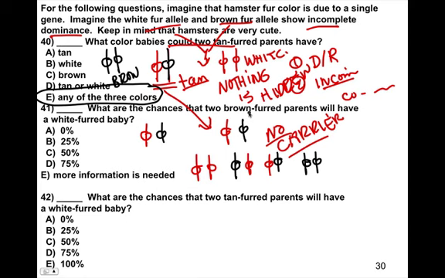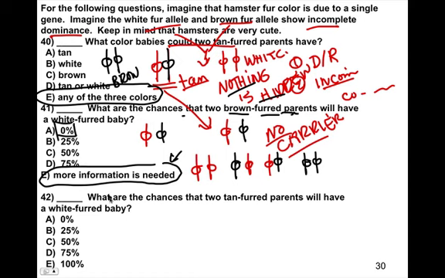Then look at this. Nothing's hidden. What are the chances that 2 brown-furred parents will have a white-furred baby? Is there a chance that these brown-furred parents are carrying the white gene? The answer is no. In the previous question, the recessive allele can be carried and hidden. And we can confidently say it's 0%. For the previous set of questions about the sheep, we had to say more information is needed, but nothing is hidden here.